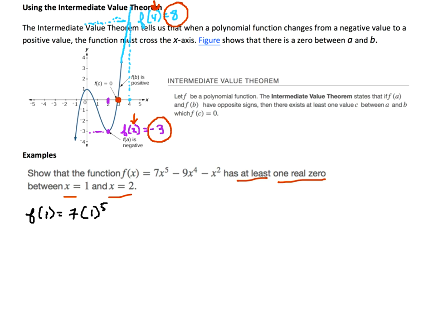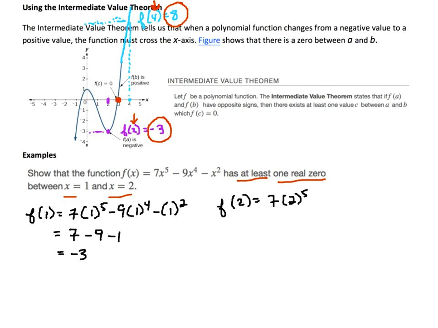So f of 1 equal to 7 times 1 to the 5th minus 9 times 1 to the 4th minus 1 squared. So this is 7 times 1, which is 7, negative 9 times 1, which is negative 9, and negative 1 squared is minus 1. So negative 10 plus 7 is negative 3. I don't think I need to grab my calculator. Let's see, f of 2, 7 times 2 to the 5th minus 9 times 2 to the 4th minus 2 squared. 2 to the 5th is 32.